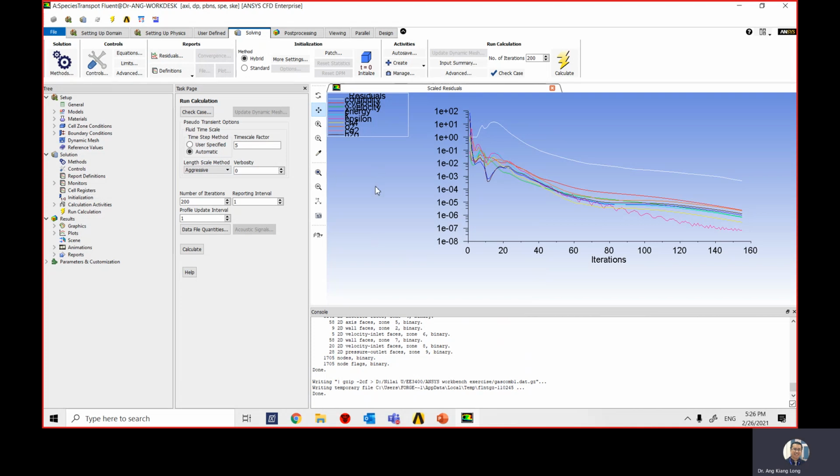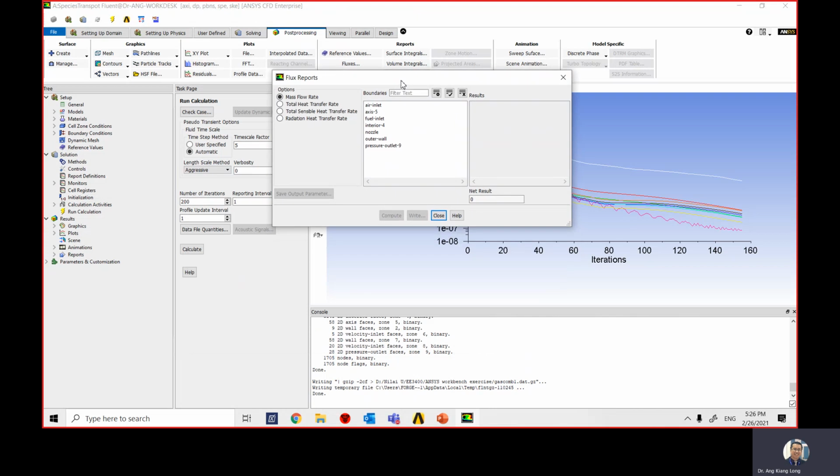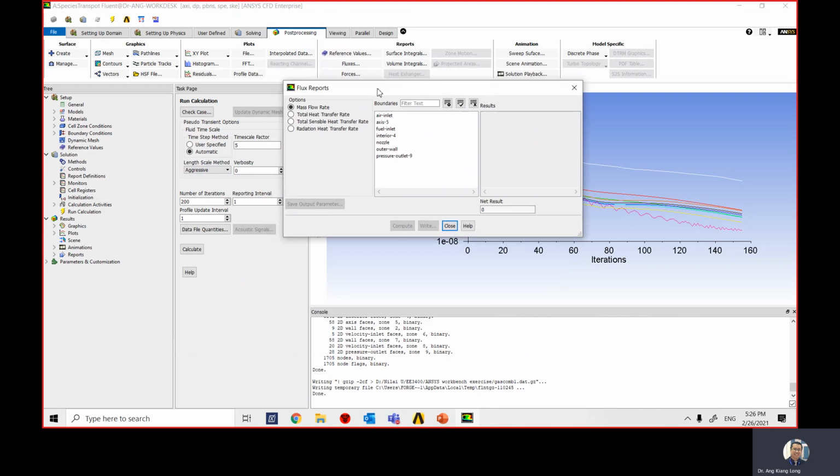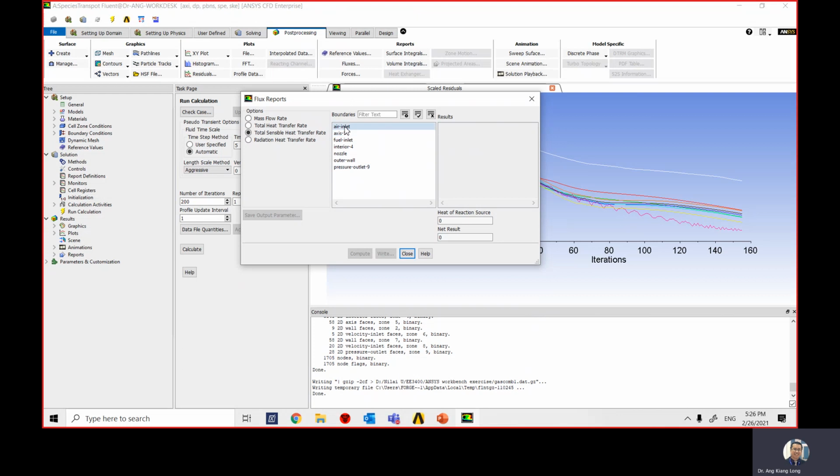After that, we are done. We're going to present our results. So we go to post-processing. The first thing is that we want to see our heat flux data. So we go to report, then flux, post-processing, report flux, and then the computer will ask you what report you want to see. In this case, we're going to see the third one, the total sensible heat transfer rate, and then we're going to see all the boundaries that we set here. Select all to ask the computer to compute for you.